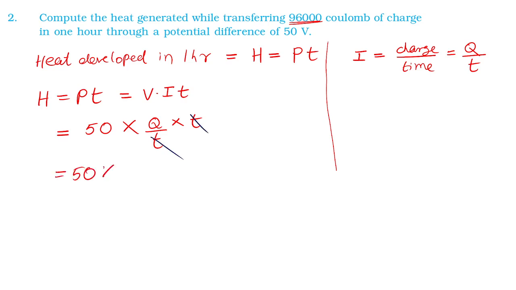So 50 into Q. Q is the charge, it is 96,000. I am finding heat energy, so the unit is joules. We get a very huge value of heat energy in 1 hour time. Let me find the value, 1 minute.